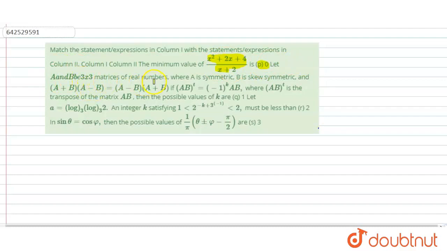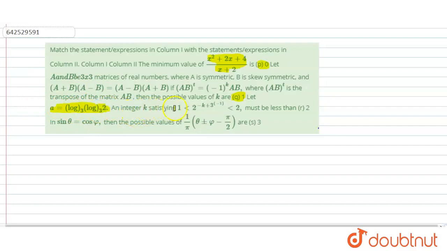Let A and B be 3 matrices of real numbers where A is symmetric, B is skew symmetric, and (A plus B)(A minus B) is equal to (A minus B)(A plus B) transpose of the matrix AB. Then the possible values of k are here. In the second is this. And our C option is this, that let A is equal to log.